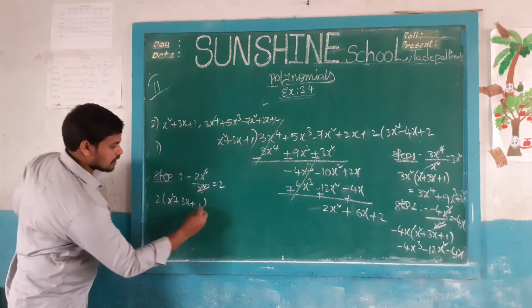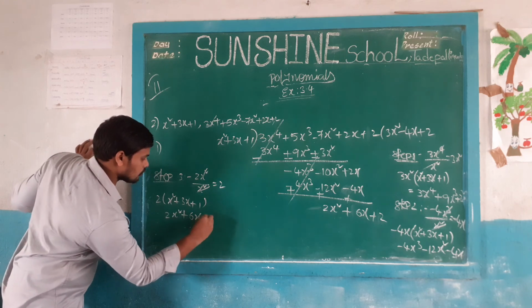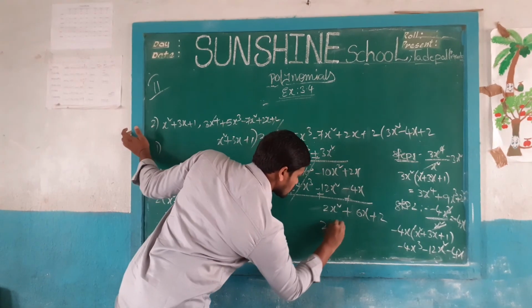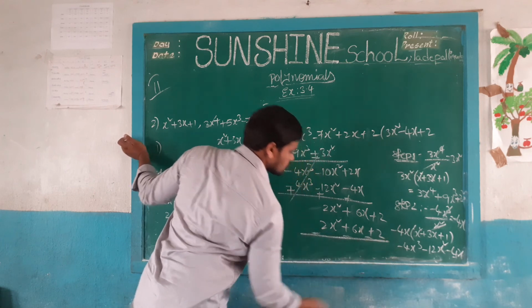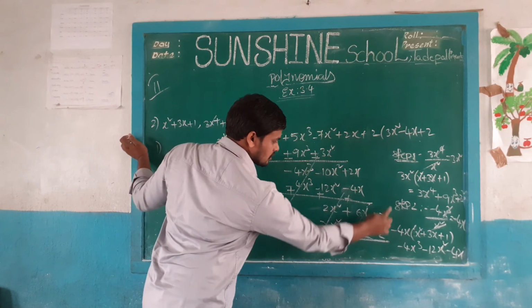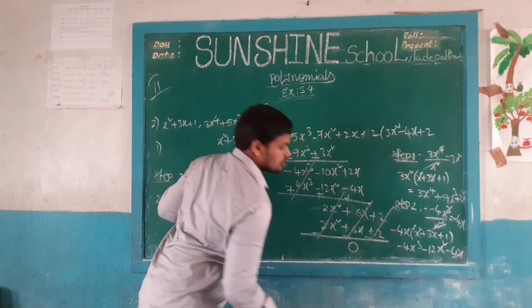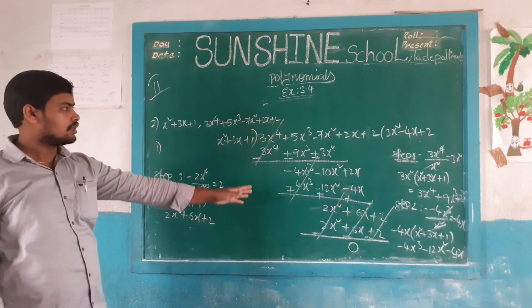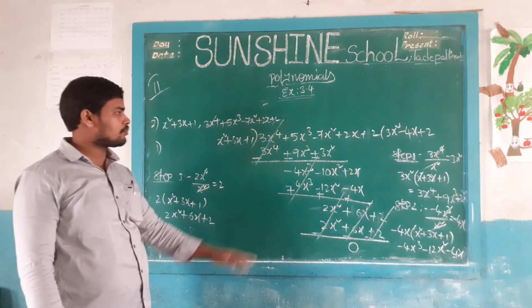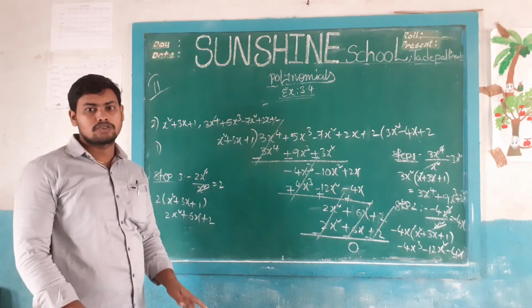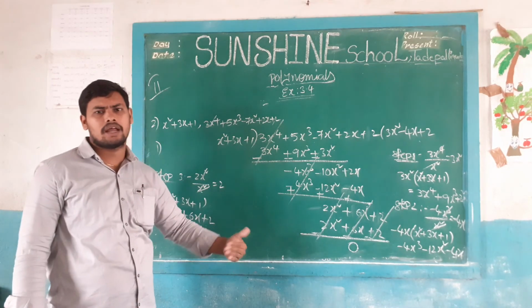2 into x square, 2x square. 2 into 3, 6x. 2 into 1, 2. So 2x square plus 6x plus 2. So minus, minus, minus. Cancel, cancel, cancel. So the result is 0. So x square plus 3x plus 1 is also a factor of 3x power 4 plus 5x cube minus 7x square plus 2x plus 2. So do the third sum in your own style. Same process. That's why I didn't tell you.